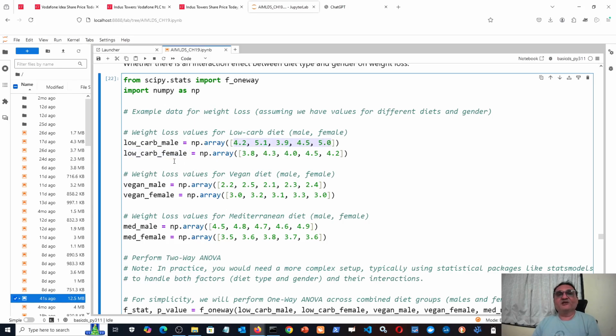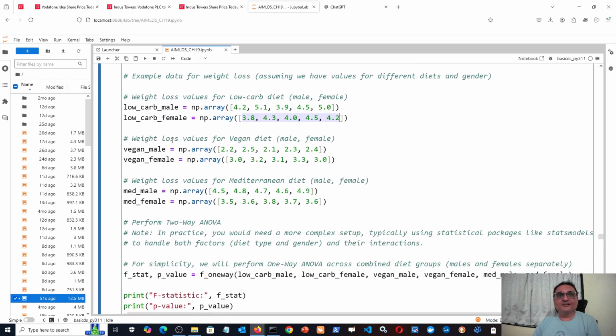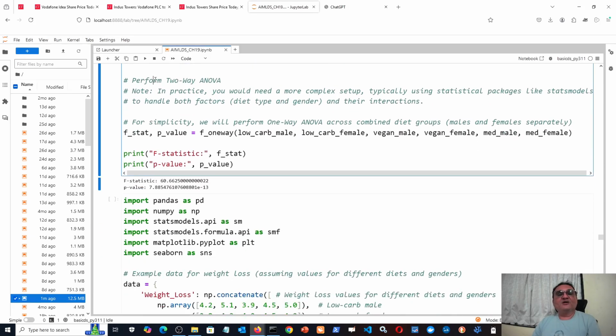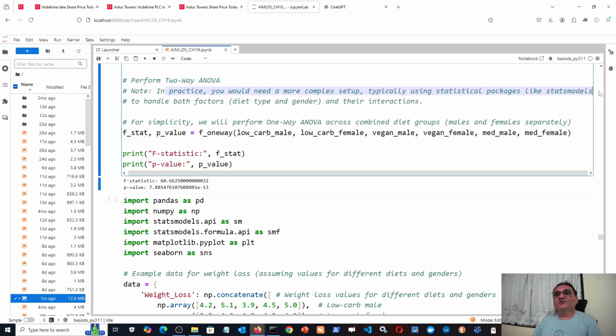I am directly giving weight losses. Then this is my another group, low carb female, and these are the weight losses which were observed in the gym. Now here I am creating the data synthetically, but there the gym owner will provide you with this data. Then this is the vegan male weight losses, and this is vegan female weight losses, Mediterranean male weight losses, and Mediterranean female weight losses. Now perform two-way ANOVA, but I have written here that in practice you will require statsmodels, another package.